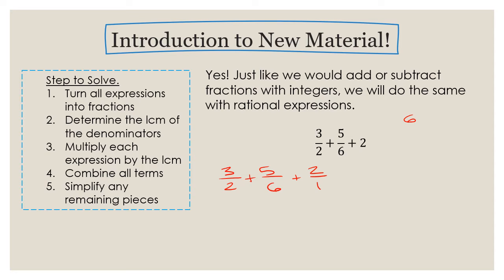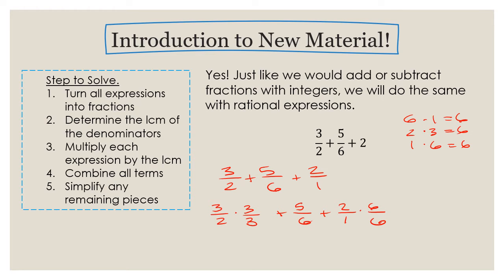How do I get 2 to 6? I have to multiply it by 3. And then how do I get 1 to 6? I have to multiply it by 6. 6 to 6, I don't have to do anything. So 5 over 6 is going to stay the same. 3 over 2, I'm going to multiply by 3 over 3. And 5 over 6 is not going to change. And then 2 over 1, I'm going to multiply by 6 over 6.